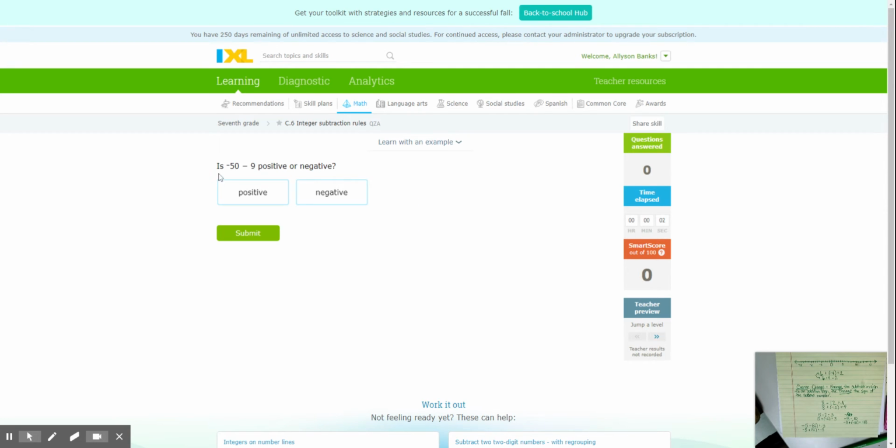Okay, so it says, is negative 50 minus 9 positive or negative? So if we make this plus and then a negative 9, change, and I'm not very good with this marker, but let's say it's negative 50 plus negative 9. Those are both negative. So negative 50 plus negative 9 is going to be negative because they both are negative numbers.